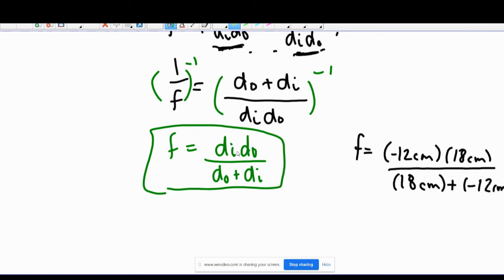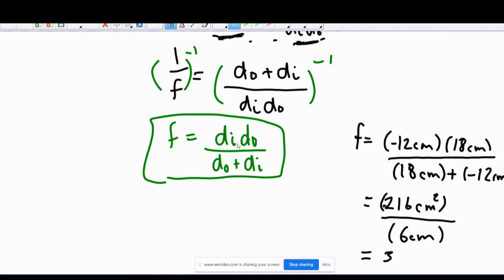Remember, earlier on we preserved that negative sign by taking care of our sign convention. It becomes especially critical here, as if we don't have a negative 12 centimeters for the distance of our image, we end up with a very, very different final answer. We simplify the numerator to 216 centimeters squared and the denominator to 6 centimeters. And we get our final answer, negative 36 centimeters.